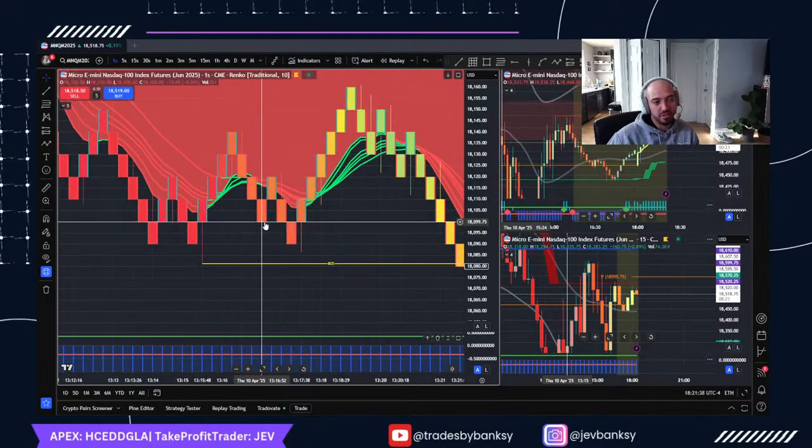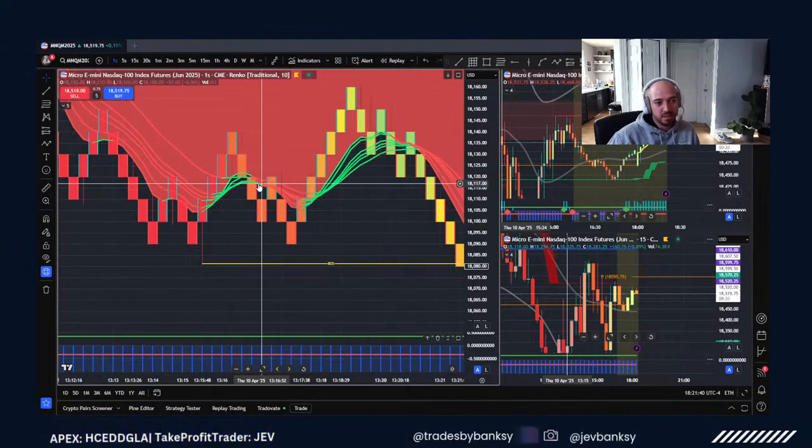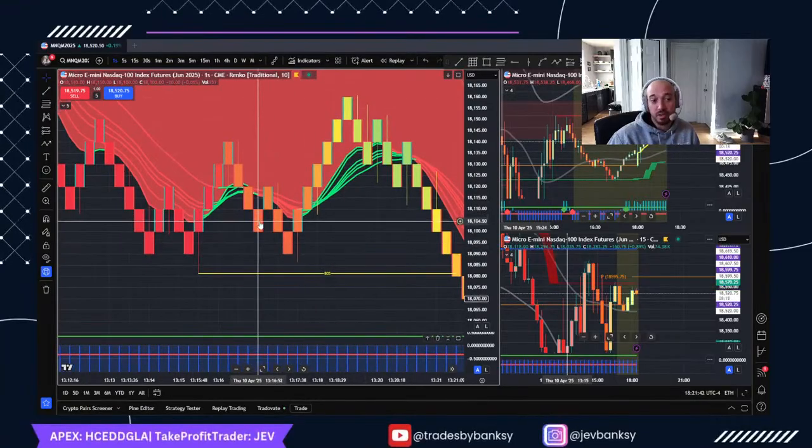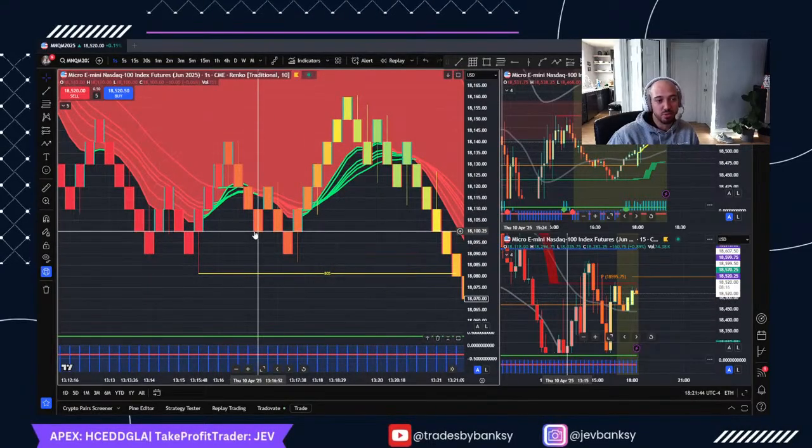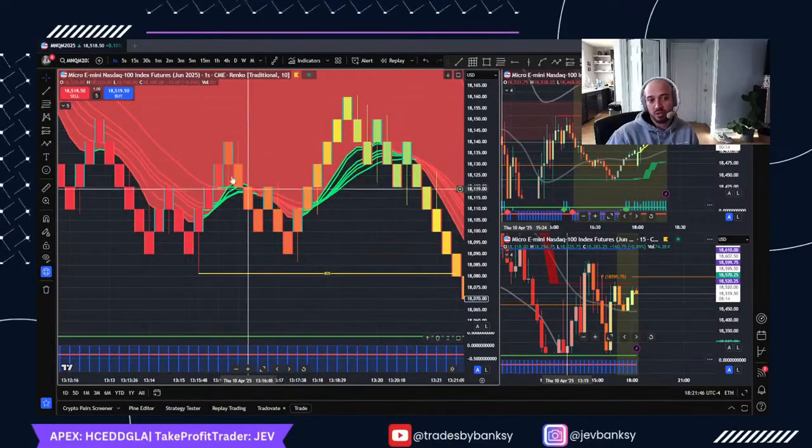So this would be the entry. Again, with the old stop loss, this would be a loss and then a small loss. But with the new stop loss that I'm going to be implementing, this would be just a small loss. This would just be one trade.